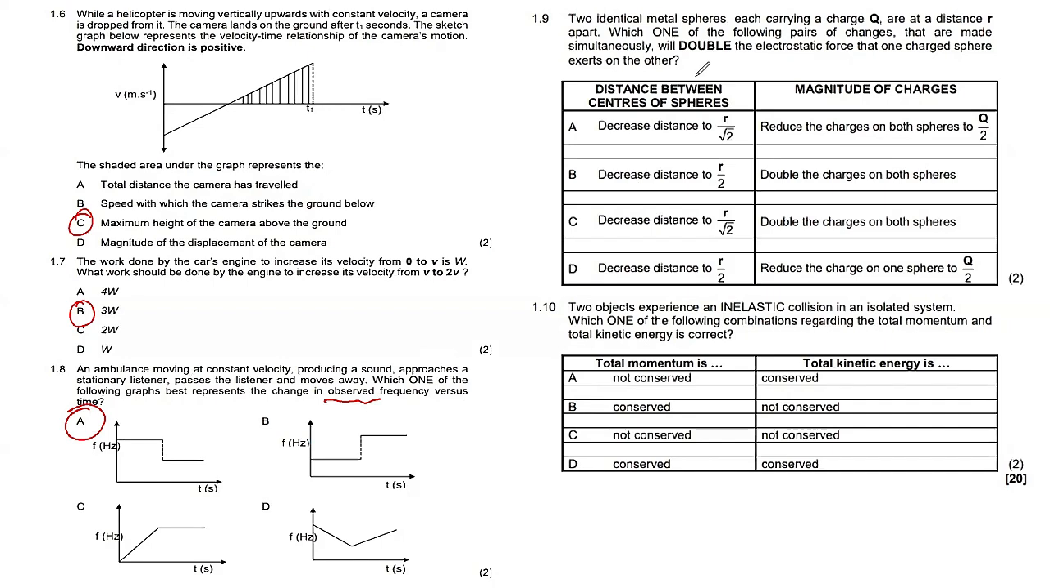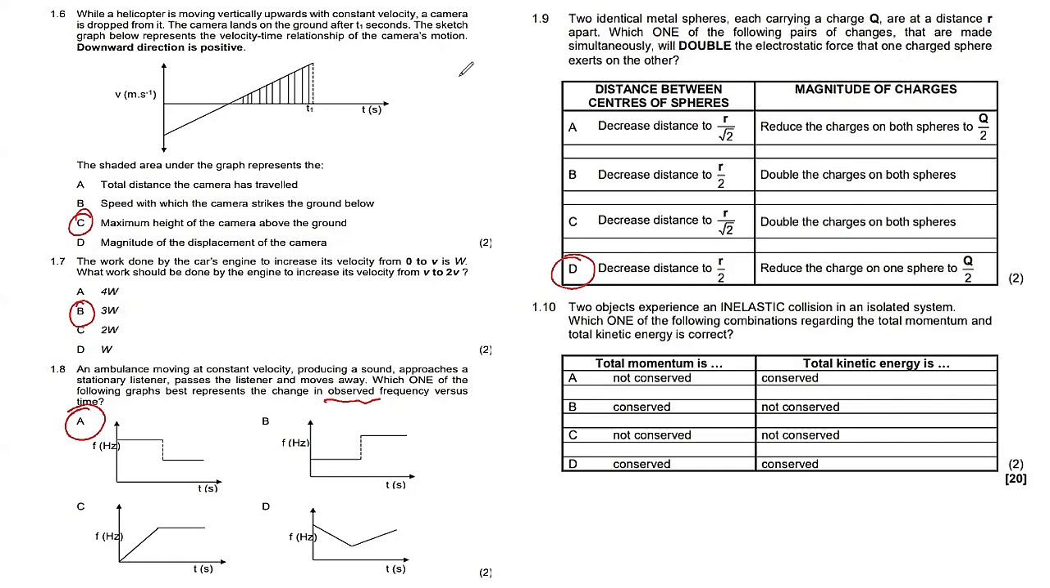And then 1.9 says two identical metal spheres, each carrying charge Q, are at a distance r apart. Which of the following pairs of changes that are made simultaneously will double the electrostatic force that the charged spheres exert on each other? So here, I will just pick the correct answer and then show you the calculation. The correct answer here was supposed to be D.